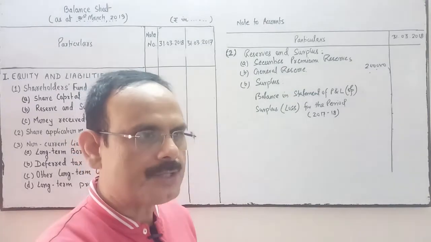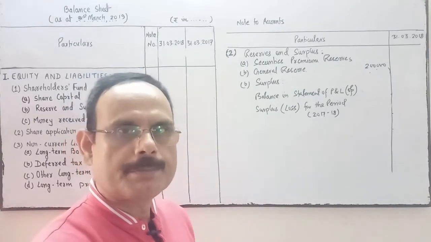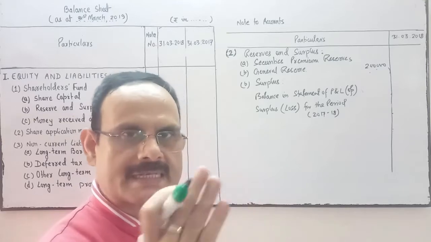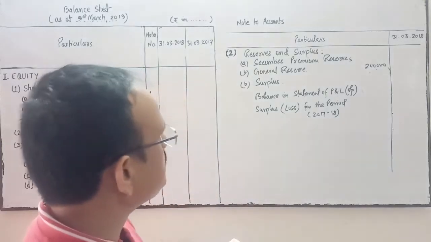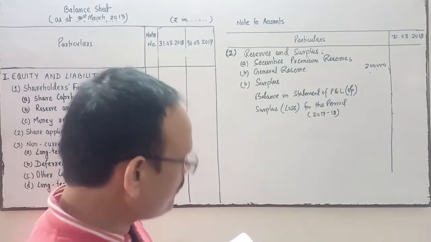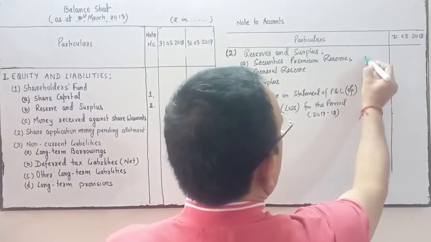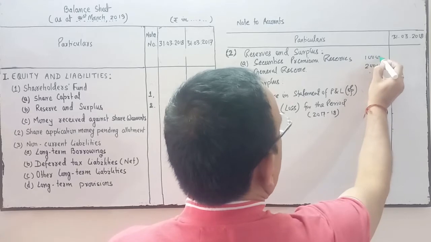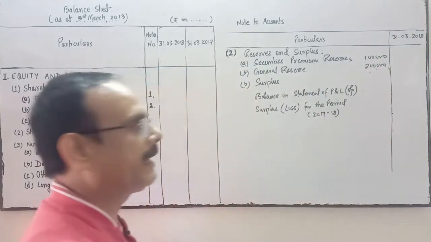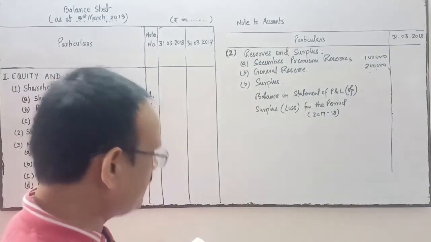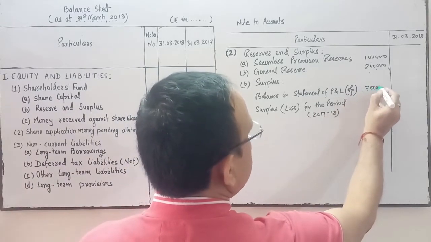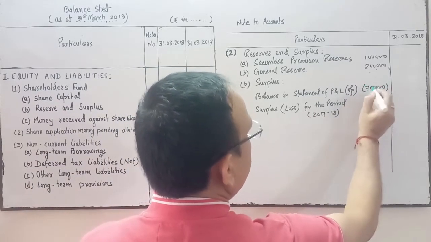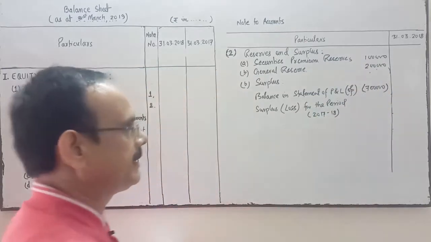So 31st March 2017 and 1st April 2017 is the same figure. General reserve is 2 lakhs. Securities premium reserve is 1 lakh. And 7 lakhs is the opening balance of statement of profit and loss. These three are the opening balances.